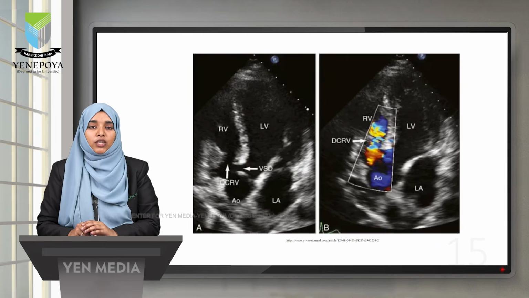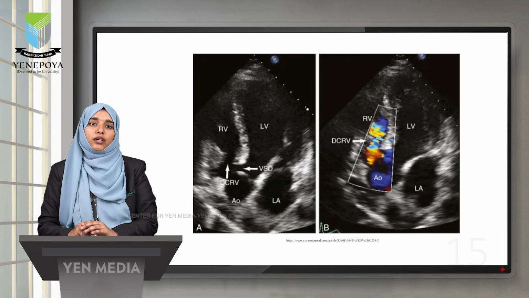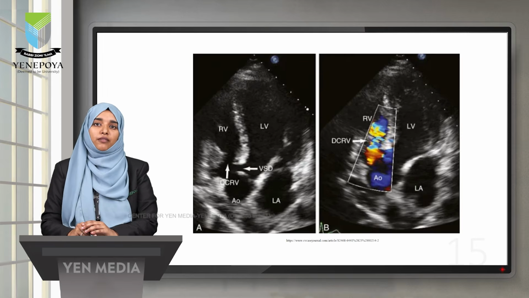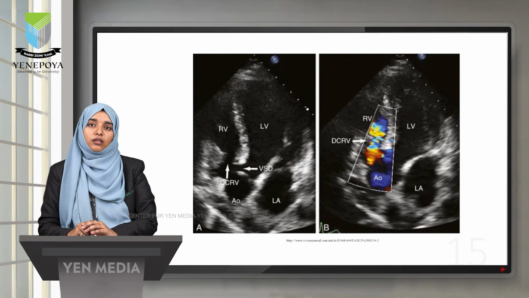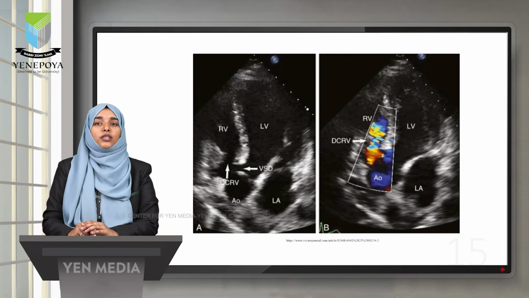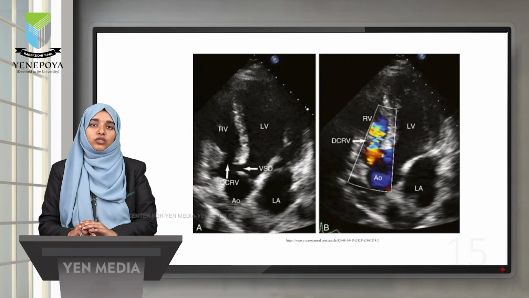Here, image A shows a 2D echocardiogram of a right ventricular obstruction, wherein you can see a mid-cavity obstruction within the RV. Image B is a color Doppler of the same patient, wherein a turbulent flow can be seen across the obstruction.